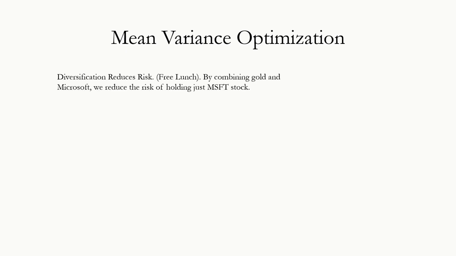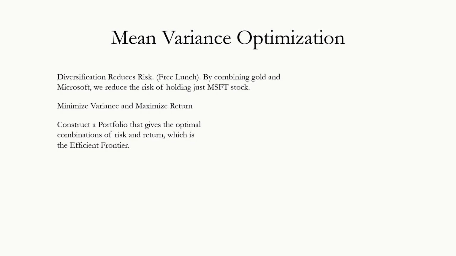So here's a review of the mean variance optimization. So diversification reduces risk, right? That's our free lunch. By combining gold and Microsoft, we can reduce the risk of holding just Microsoft stock because they're uncorrelated assets. And the objective is to minimize variance and maximize return.